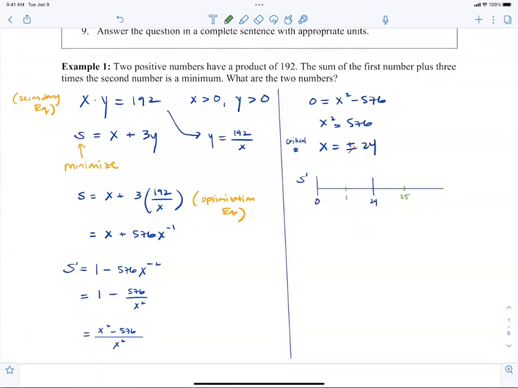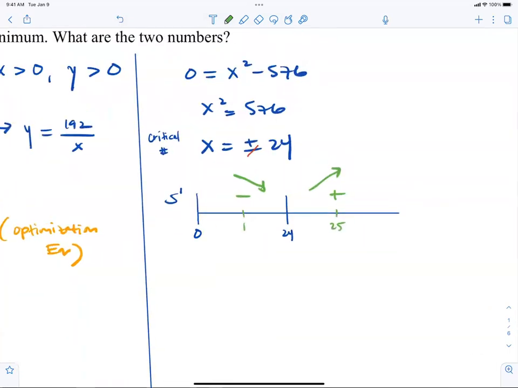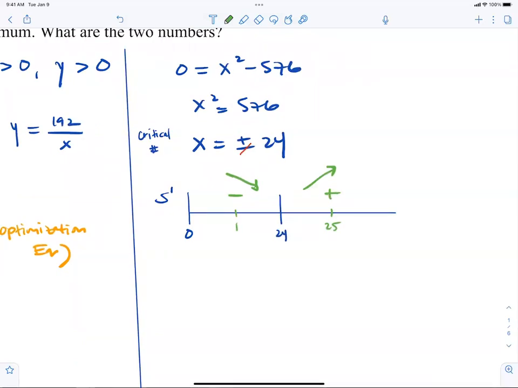Thinking about plugging test values in, we would go from negative to positive for S prime. So S goes from decreasing to increasing, positive relative. Relative, right? That's what the first derivative test is for.